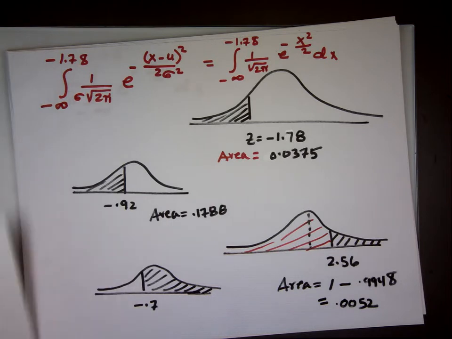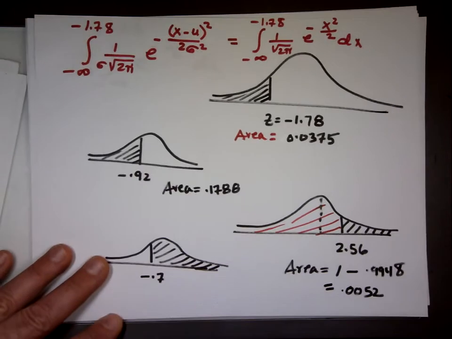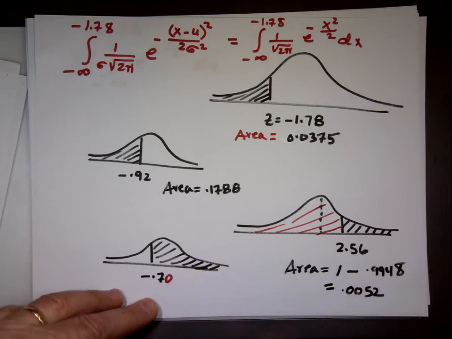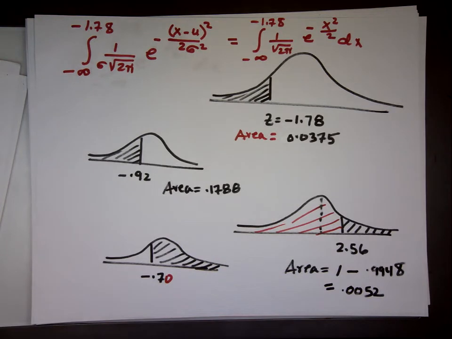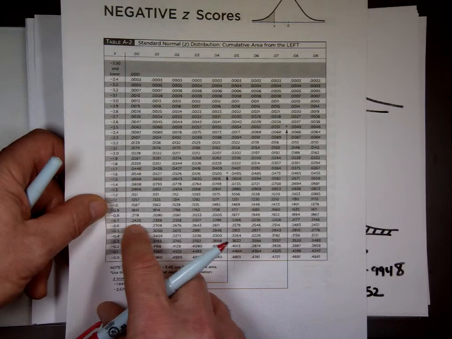To the right of negative 0.7. Again, I can find to the left of negative 0.7. The z-value should always be 2 decimal places. This is one decimal place. So what's the second digit then? 70. So we can look to the left of negative 0.70. Where's negative 0.70? 0.2420. That's this area.